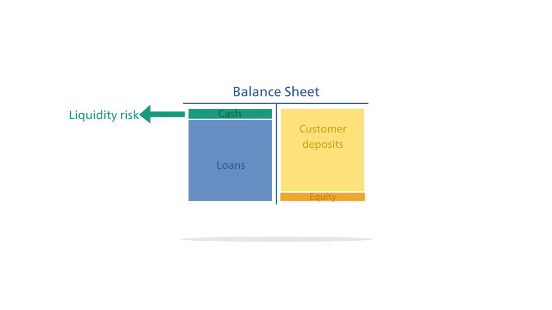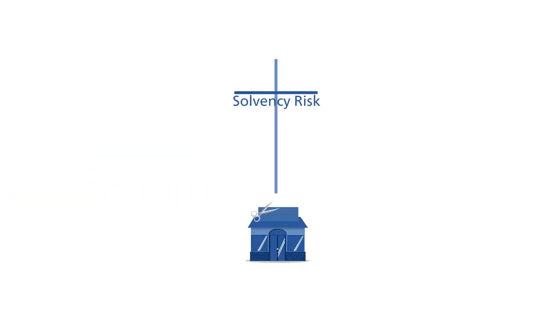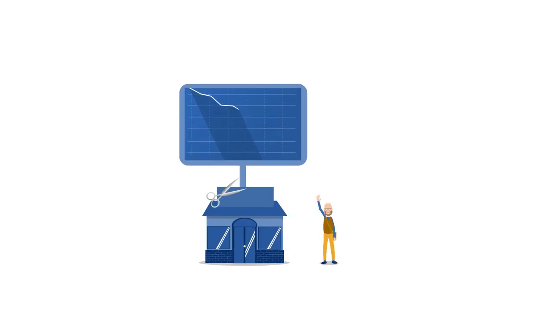The second important risk is the solvency risk. When a company suffers losses, these losses must be borne by the company owners, that is to say, the equity providers. If the losses are too high, a company may become insolvent. The company's liabilities are then higher than its assets.